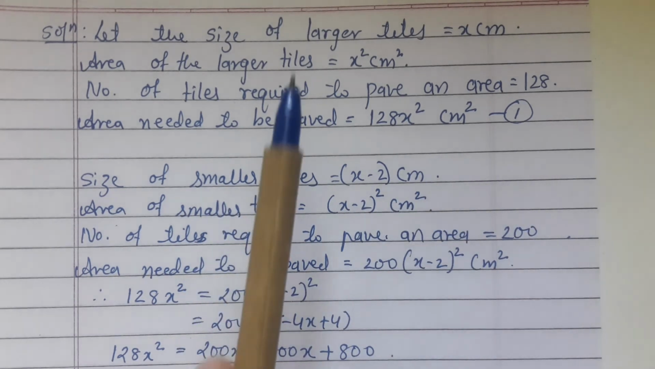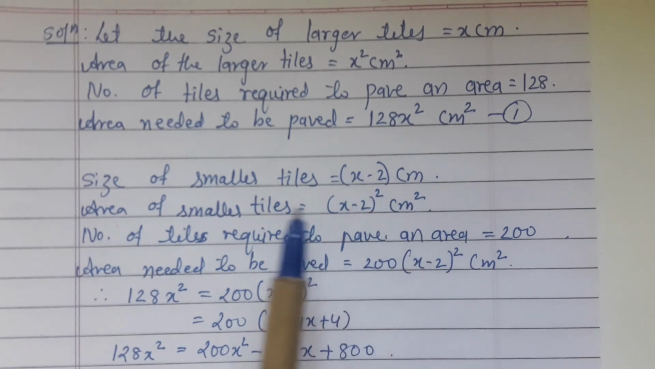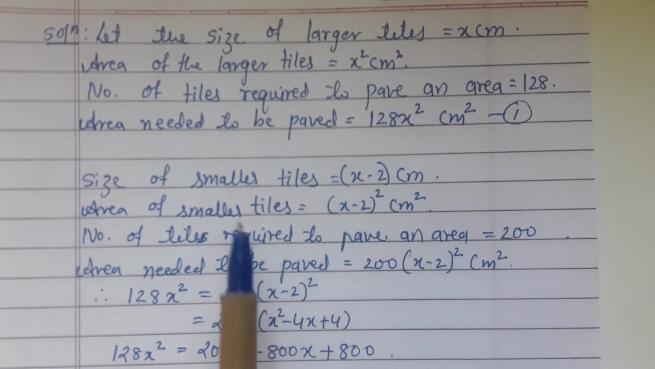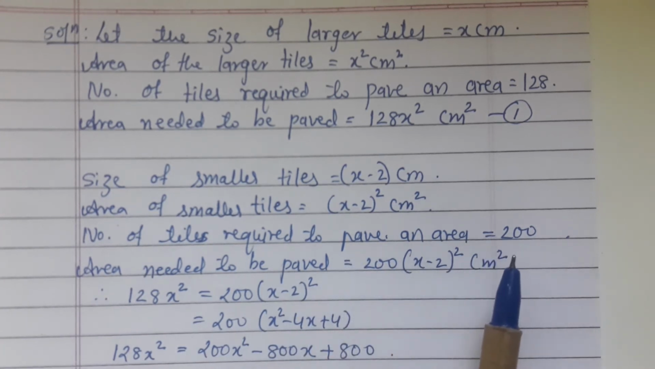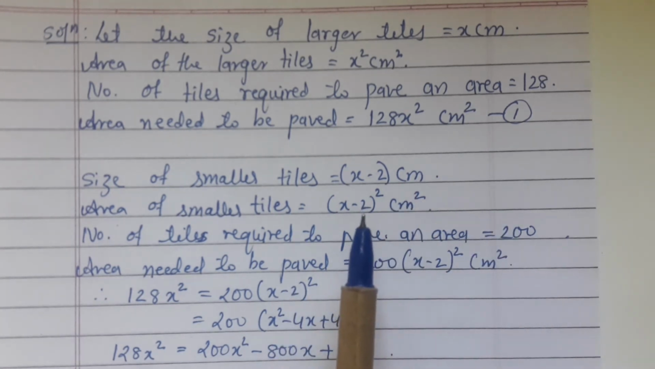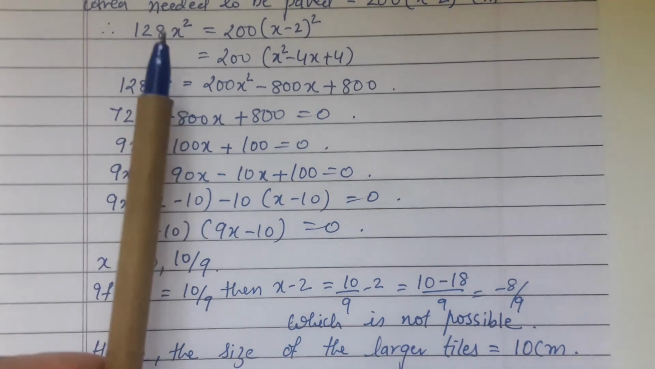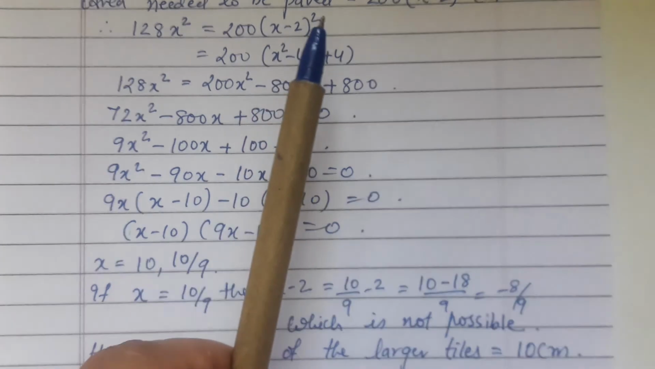Larger size is x, so smaller size will be x minus 2 centimeter. Area of the smaller tile is (x minus 2) the whole square centimeter square. Number of tiles required is 200. Area to be paved is 200 into (x minus 2) square centimeter square. Since both the areas are equal, 128x square equals 200 into (x minus 2) the whole square.